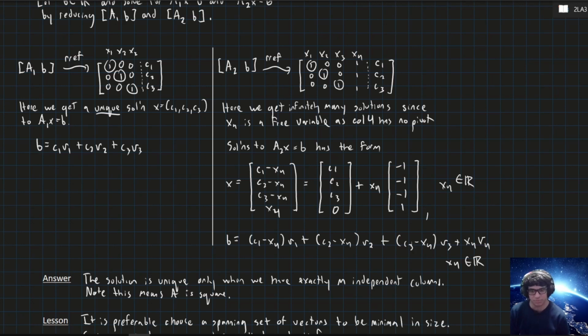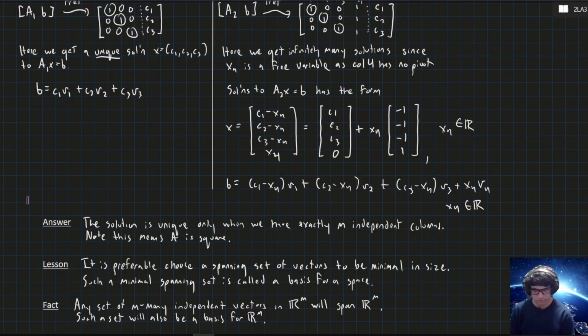Otherwise, we'll still be able to solve it, but it's much messier. Also note, in the situation where we have a unique solution, A is necessarily a square matrix. The vectors are in Rm, and we need exactly m of them. So it would be an m by m matrix in that case.